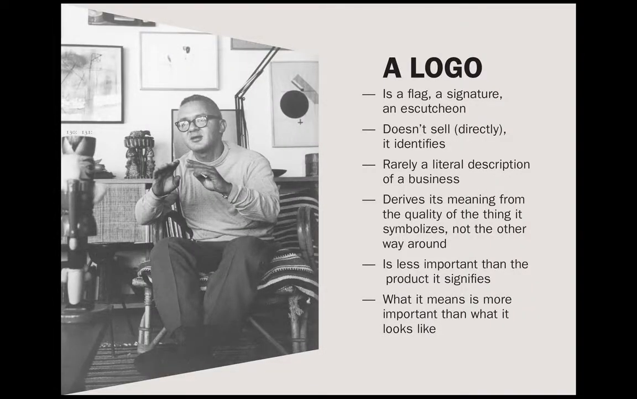So this is Paul Rand here, and these are some points he made about logos. He said basically a logo is a flag, a signature, and a scutcheon. A scutcheon is like an emblem, oftentimes a shield type of emblem. He says it doesn't sell directly, it identifies. That's true typically, although I don't know. I think especially in brand contexts, oftentimes the logo is a big part of why things sell. So I think there's some gray area there, and rarely is a logo a literal description of a business.